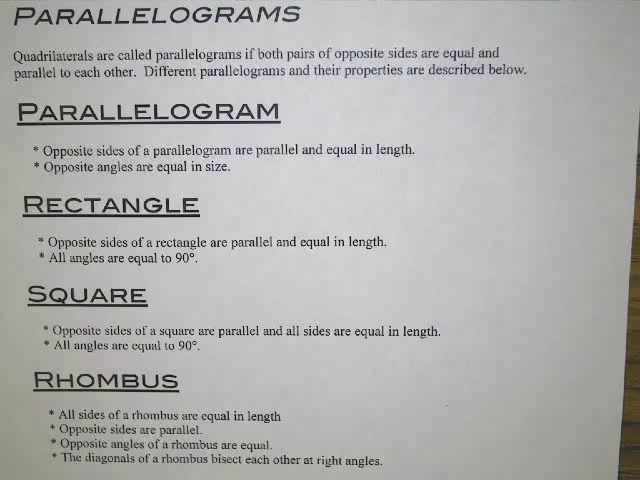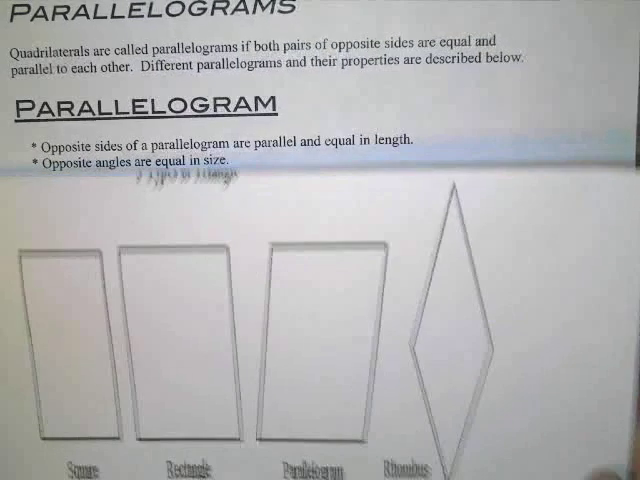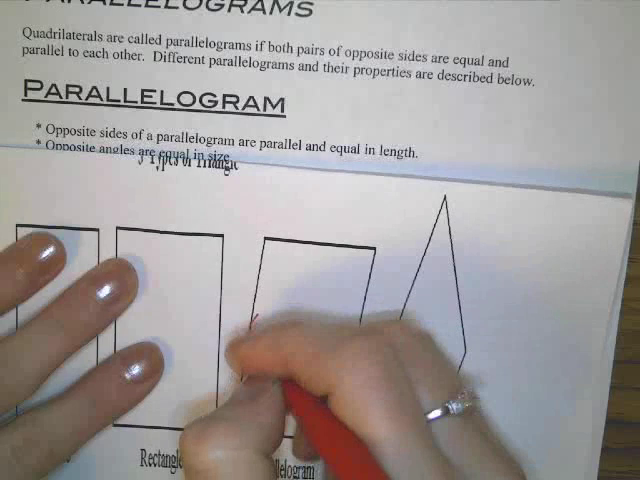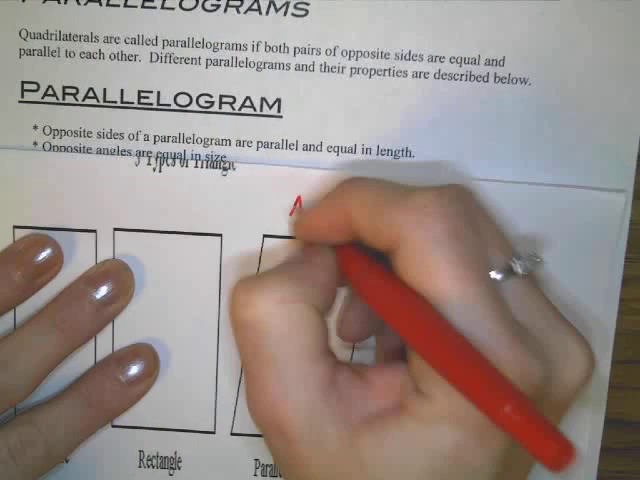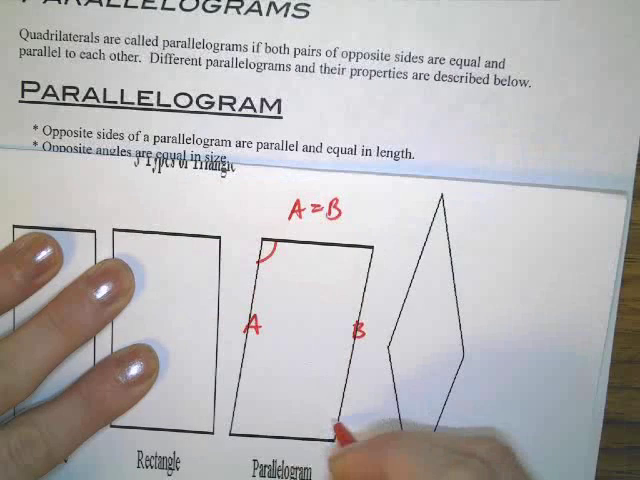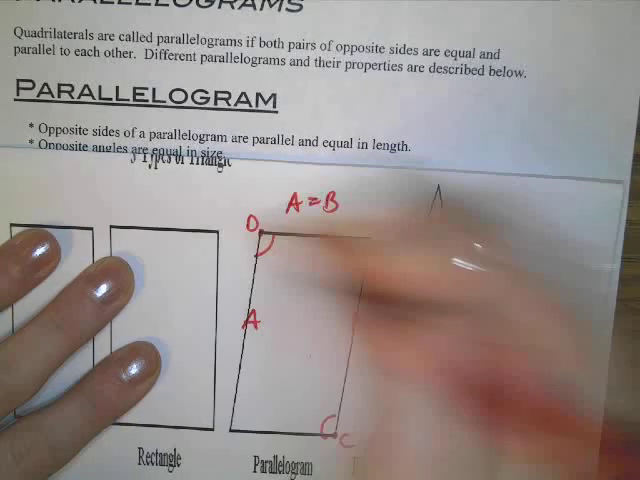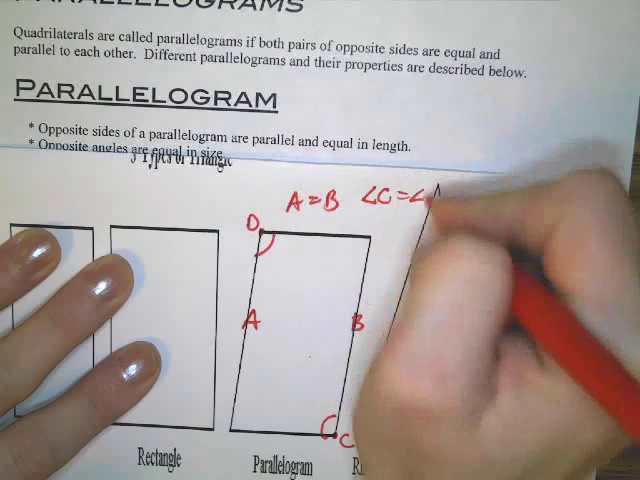So, a parallelogram has opposite sides that are parallel and equal in length, and the opposite angles are equal in size. So, here is a parallelogram, this one right here. That means that A and B are equal, and these angles are equal. So if we call them C and D, angle C equals angle D.